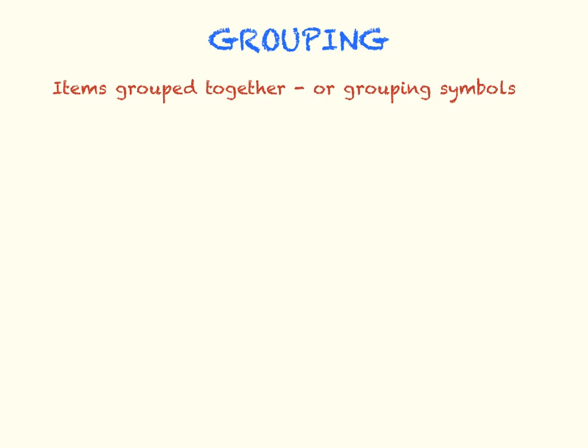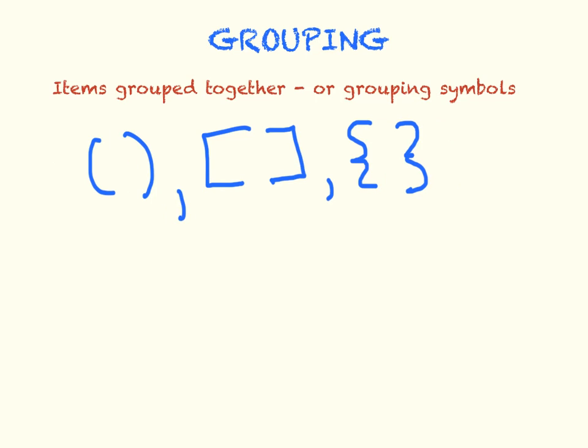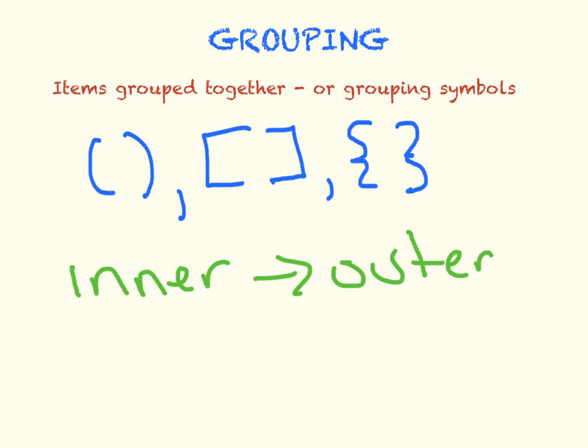Our first thing is our G, our grouping, are items grouped together or grouping symbols. These symbols are parentheses, brackets, or braces. And we always solve these by working from the innermost to the outermost. So that means the inside ones first and you work your way outward.